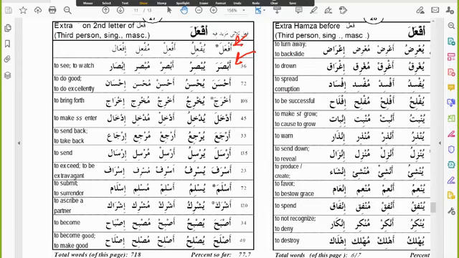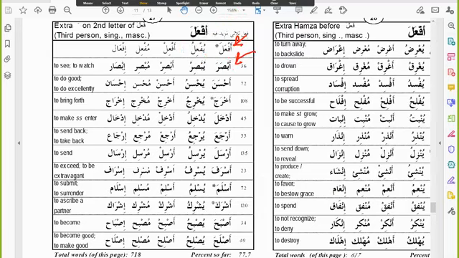Af'ala, that's the pattern in where we're talking about a past, and the present tense for it / future tense for it, yuf'al. So what you're going to be doing is that the beginning of that verb, you're going to be adding a ya onto it with a dhamma, and you're going to put a sukoon on the fa of the verb, which is right here, yuf'al. So let's see the pattern and how it will sound.